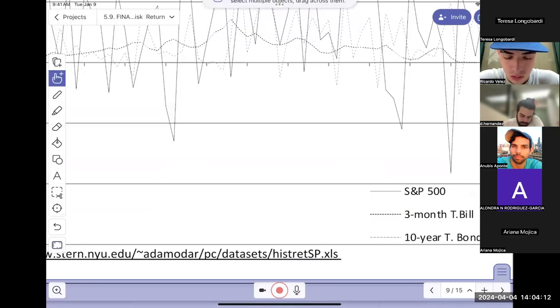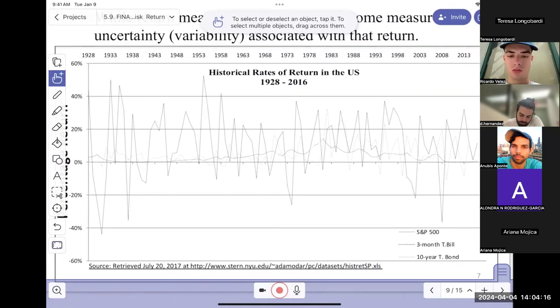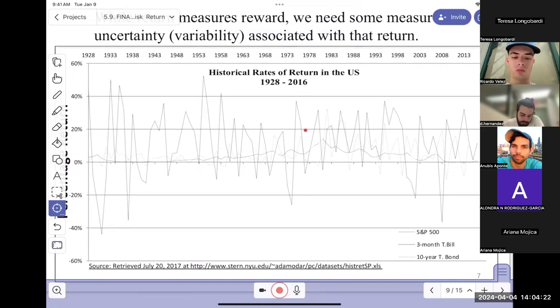So what do we see? Some things that we see here are the extremities, the extreme dips and the peaks of the S&P 500 over the years. This is the beginning of the Great Depression, right? Well, I guess it began over here. And this is the 2008 crash. This was the oil crisis in the 70s. So you see it all here.